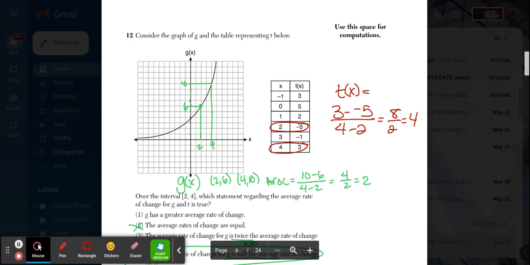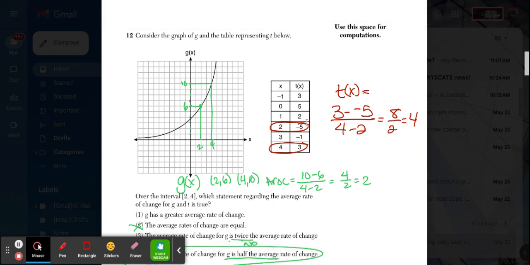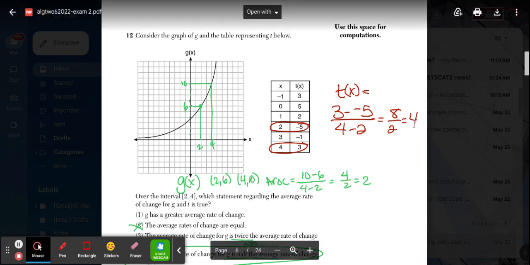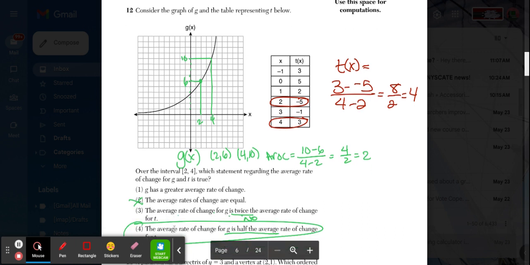Looking at this is AROC. If I do the average rate of change of the G function, I got 2. If I do the average rate of change of the T function, I got 4. So T has a greater rate of change, it's bigger, right? So looking at the answers there, G is greater, not true. The averages are equal, not true.